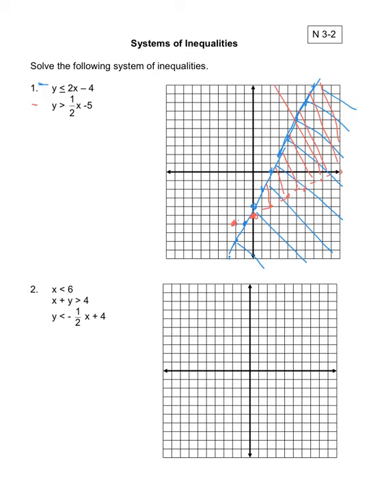Okay, number 2, I'll start off in blue again. x is less than 6. That means it's going to be a vertical line going through 6, and it will be a broken line or a dotted line because it's not equal to. So I'll go over 1, 2, 3, 4, 5, 6. It would be a series of dotted lines or points going up that line in both directions. You can use dashes if you prefer dashes. On this one it says less than, so that means I shade to the left.